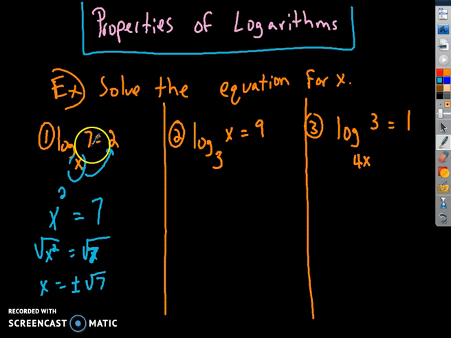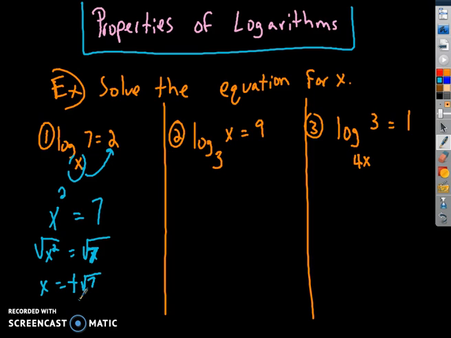Now, we don't take the log of negative numbers. Our base can't be negative, so we don't need both positive and negative. Our only answer is positive square root of 7.